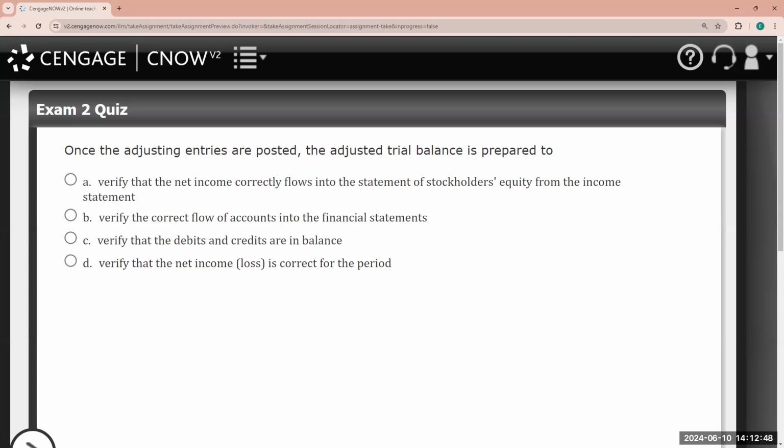That is incorrect. C, verify that debits and credits are in balance. So C is our correct answer. A, B, and D, we can't necessarily verify.